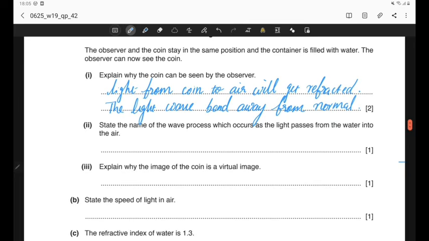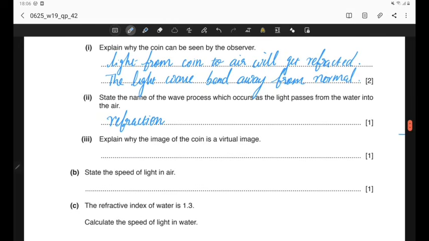Part 2. State the name of the wave process which occurs as the light passes from water into the air. We have already discussed, when light waves travel from one medium to another medium, refraction will occur. That is the bending of the light wave. So we can write refraction.